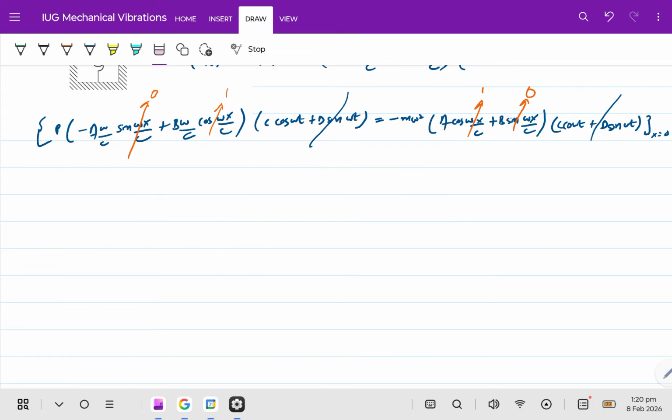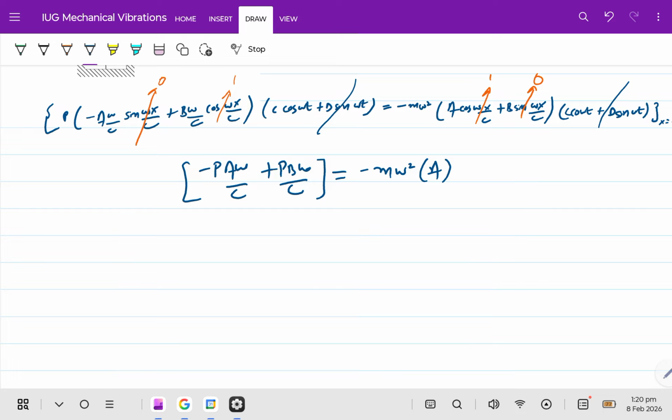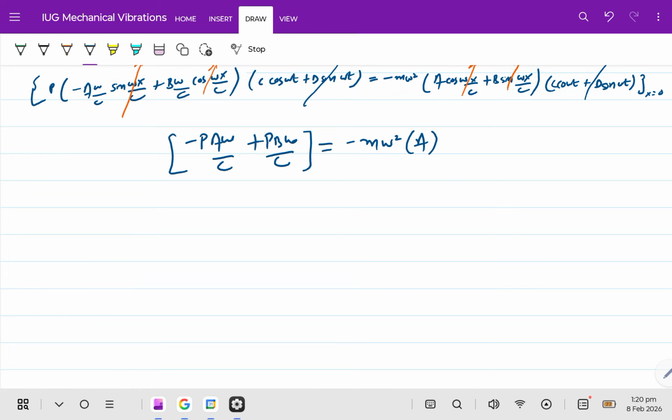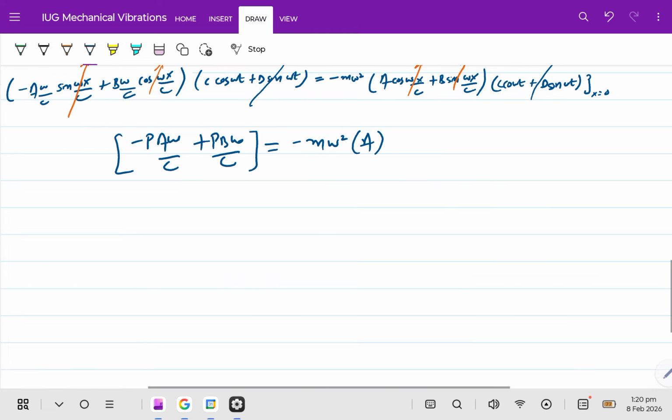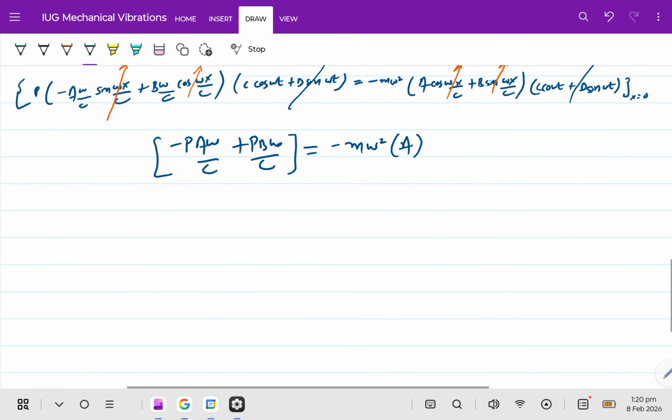So it will be minus pa omega over c plus pb omega over c. That's it, equal to minus m omega square into a. So I hope that's all we have. Yep. And then we have pb omega over c and m omega square a.